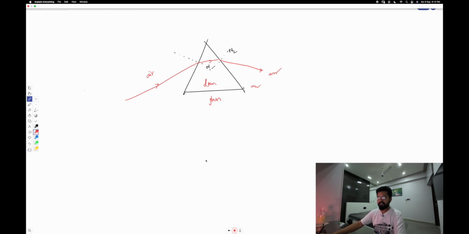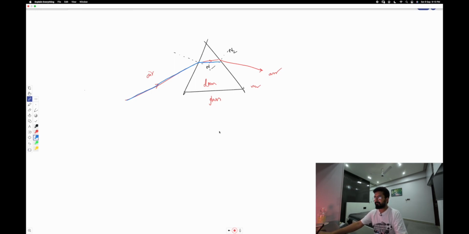Now, I'm going to shine blue light parallel to my red light, but blue light is not going to bend as much as red. It is going to bend even more than red. For example, if red was bending 30 degrees, blue will bend 10 degrees. That means it is bending more towards the normal. Clear? Let us understand why.